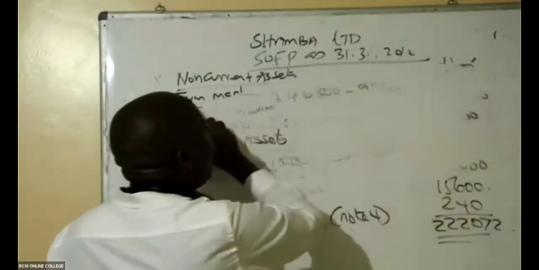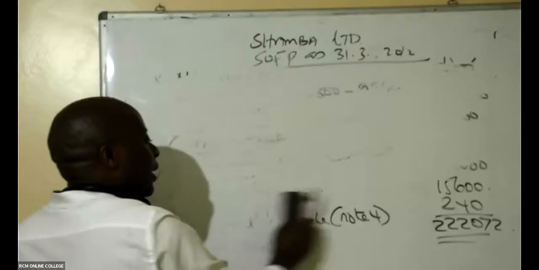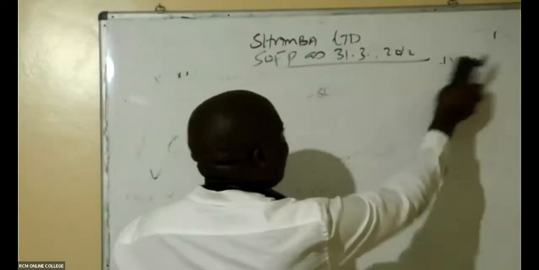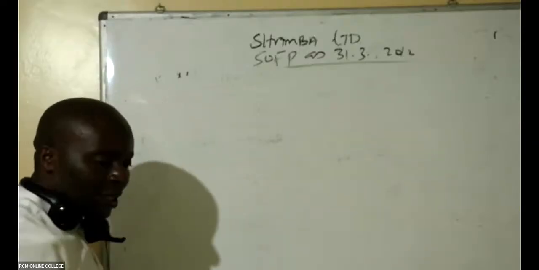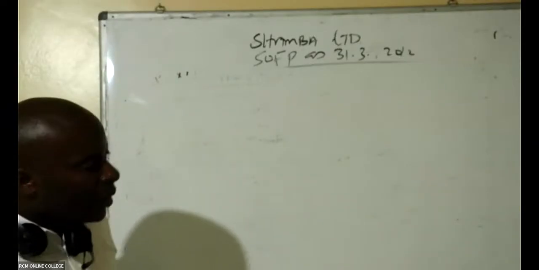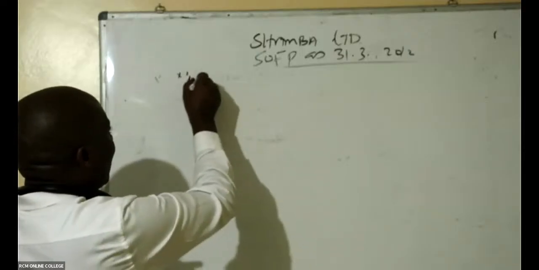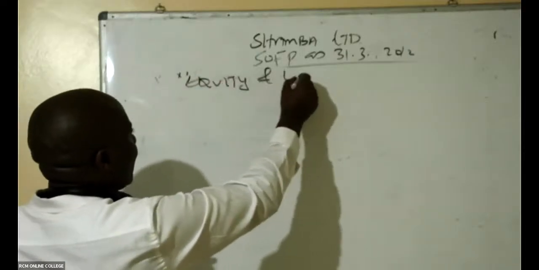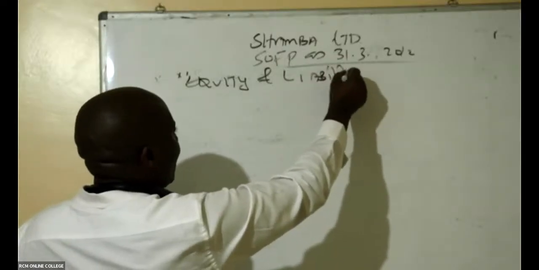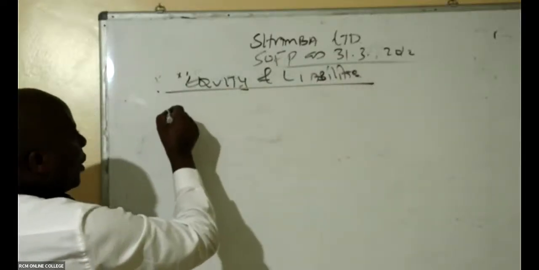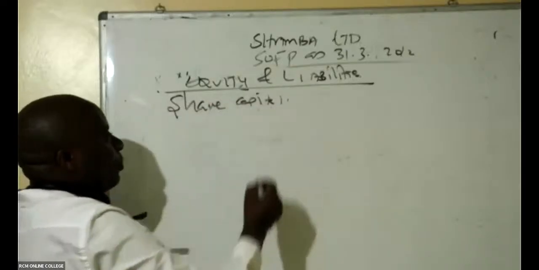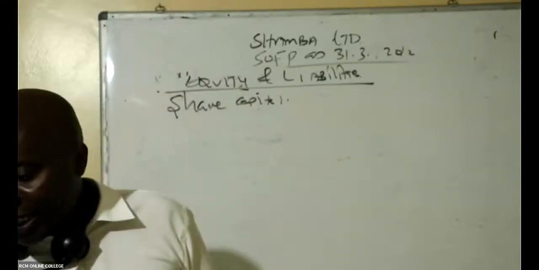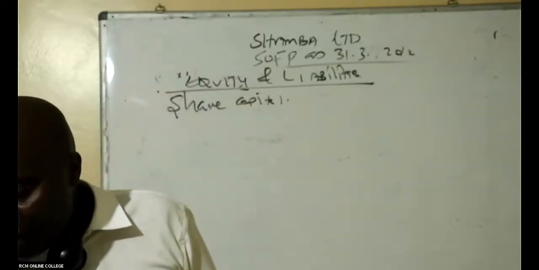So please allow me to grab this, and then I'll be able to come here. A column for what here? A column for equity and liabilities, the financed by equity and liabilities. So then we have the share capital. We start with share capital. Please go to your trial balance and then pick the share capital.